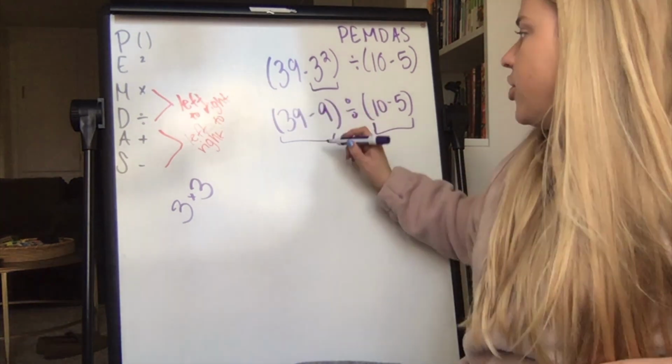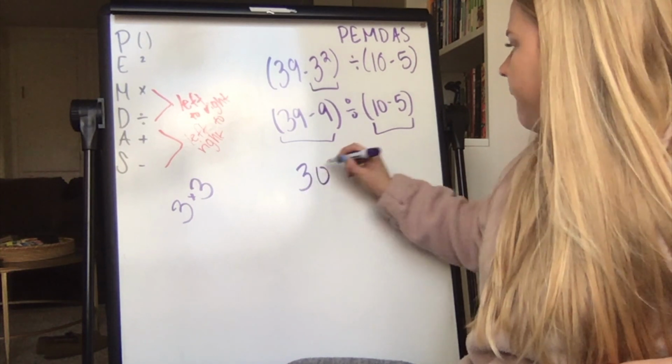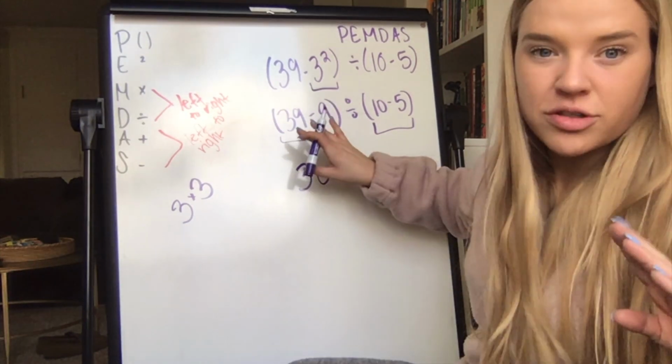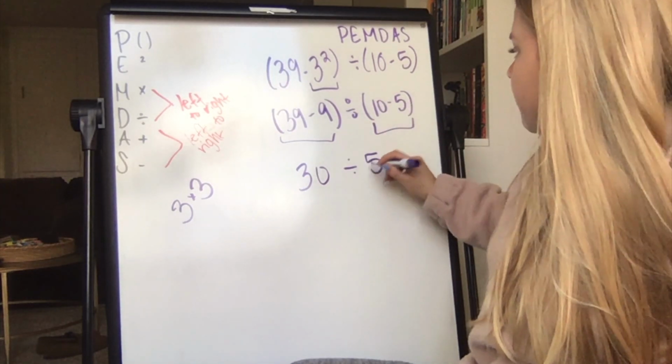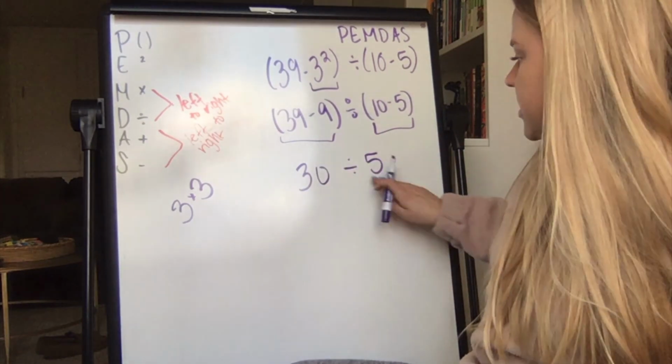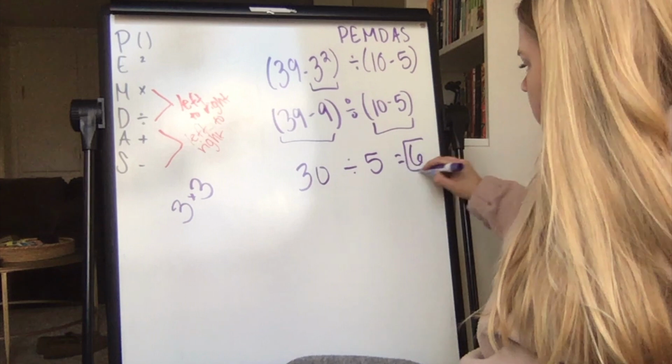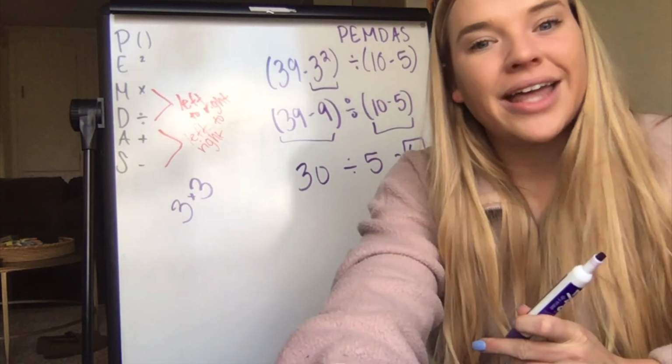Okay, so 39 minus 9 is 30, divided by, I got rid of those parentheses, remember, because I've solved everything within. And now I have 10 minus 5, which is 5. So 30 divided by 5 equals 6, and we're done.